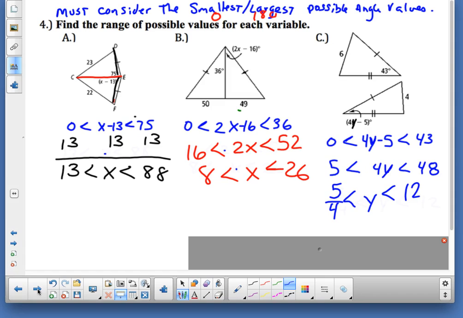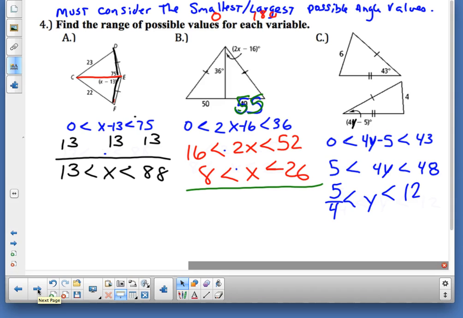Now, let's talk about what it would look like if I had to change. What if this was 55? And let's just change this to green because I'm going to say a what if. What happens if I had to change it? What is now the smallest angle? Do you see that 36 becomes the smallest one? It's an actual number. 36 is now the smallest angle. So let's talk about 36's smallest. And it's smaller than 2x minus 16.